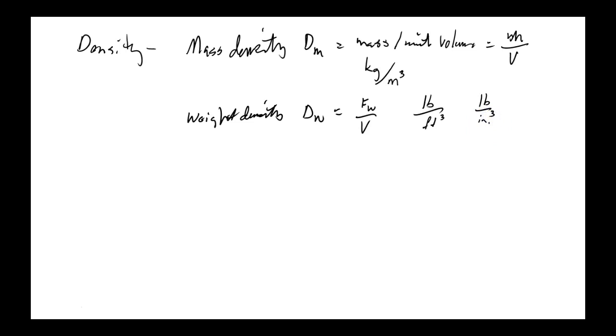Okay? If we did use weight density in the SI system, and you could, what's the unit for force or weight in the SI system? Not pound, but Sir Isaac? Newton. And then what was our unit there for volume? It's still cubic meter. A Newton per cubic meter. Okay? All right.